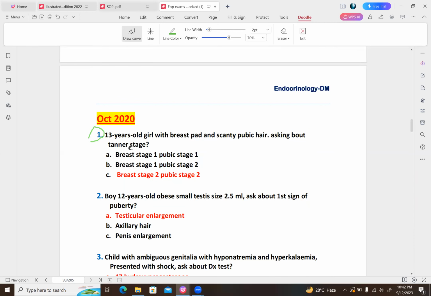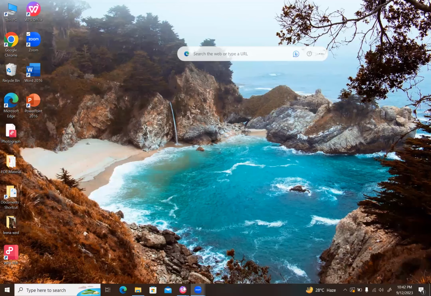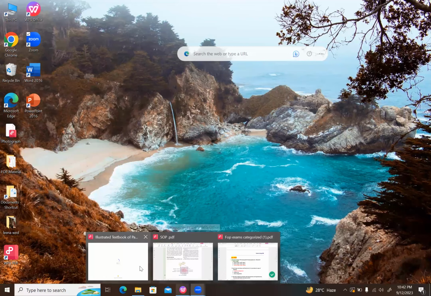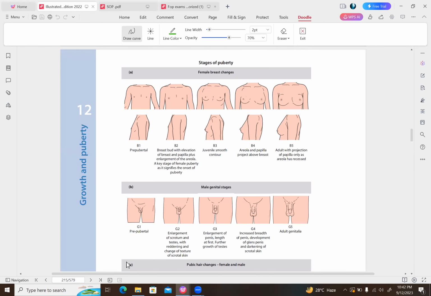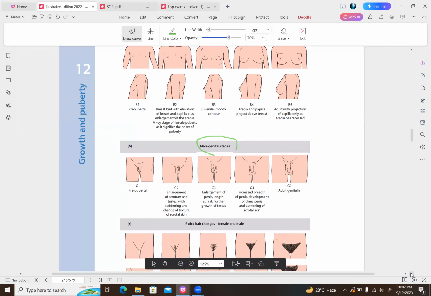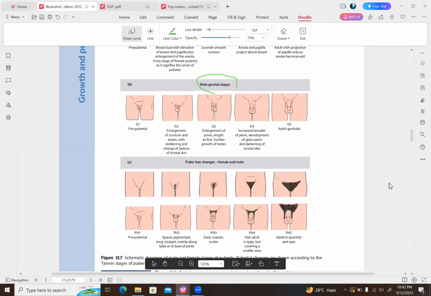This question is about Tanner stage. Okay, they say that a 13-year-old girl with breast pad and scanty pubic hair. So what about the Tanner stage? Here you go with the Tanner staging. This is the female breast changes, and this is the male genital changes. All right, and this is the pubic hair changes in both male and female.